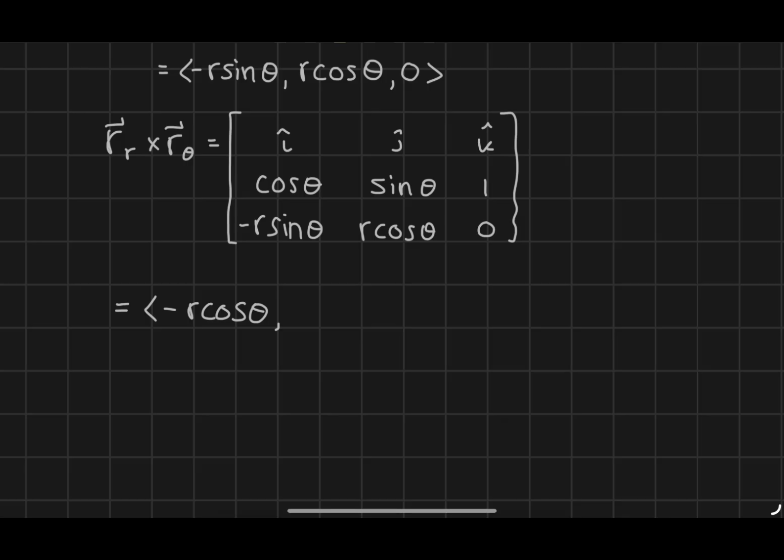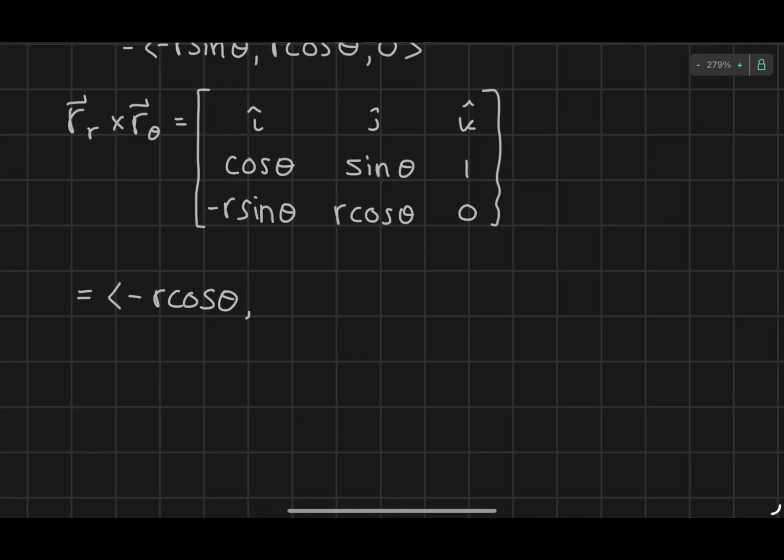Secondly, for our j term, looks like 3 negatives there, therefore it's going to pop out a negative. So whatever we have, it's going to be negative. We're going to have cosine of theta times 0 minus 1 times negative r sine of theta. So that is actually just going to be 0 plus r sine of theta, and then once again we're going to have that leftover negative, so it's going to be negative r sine of theta.